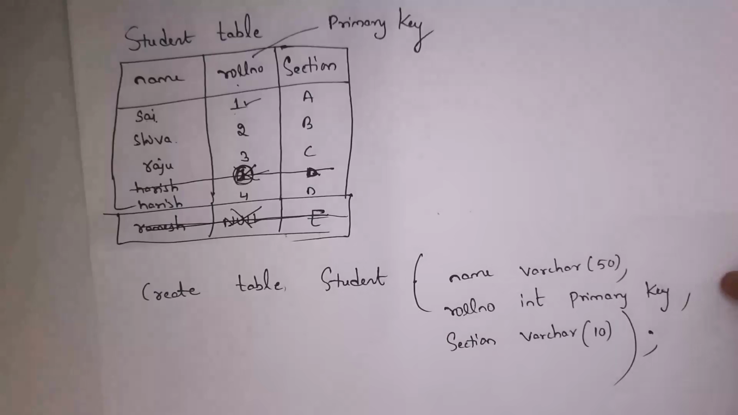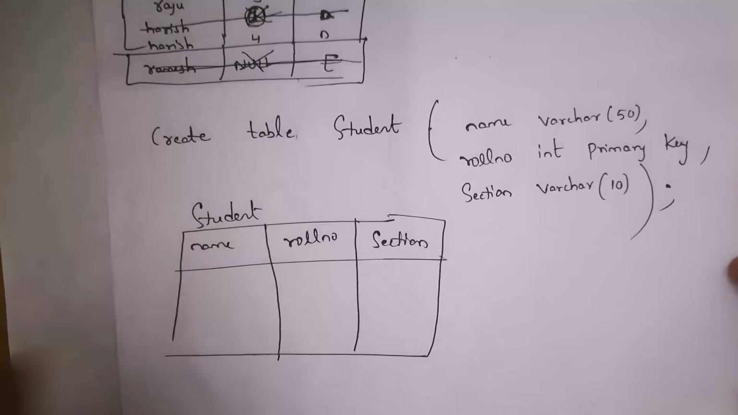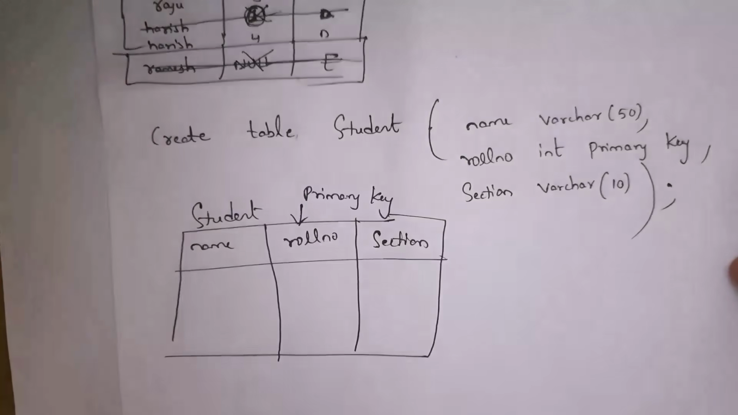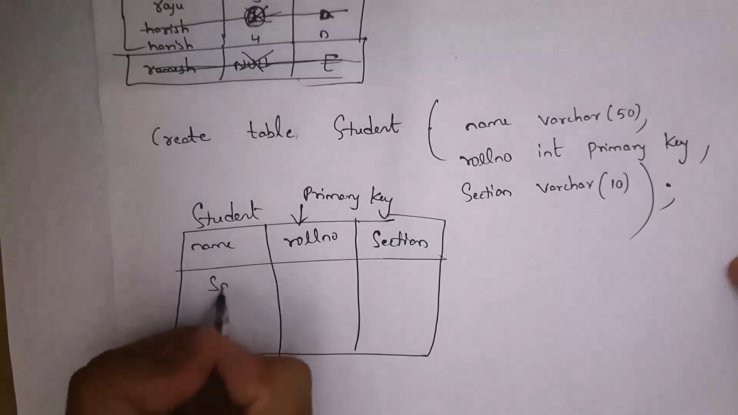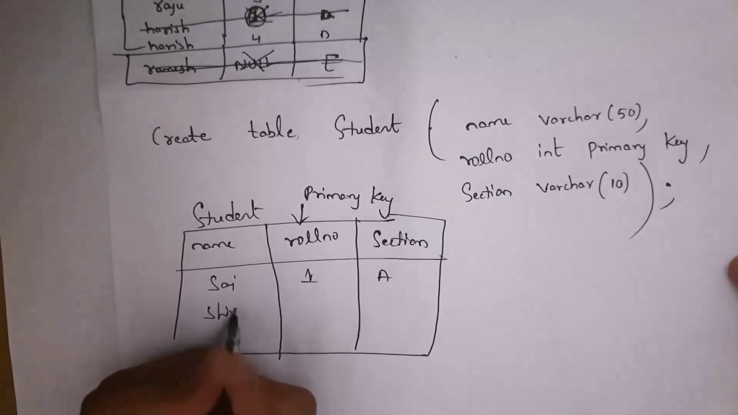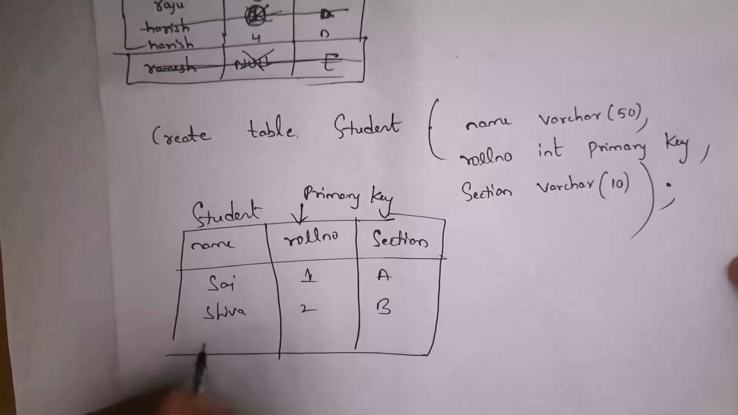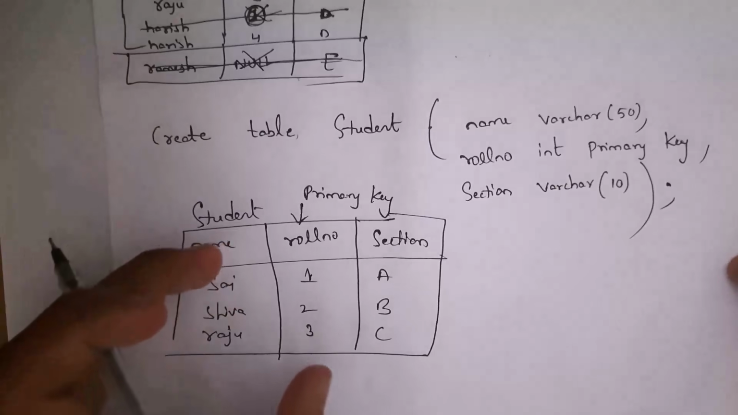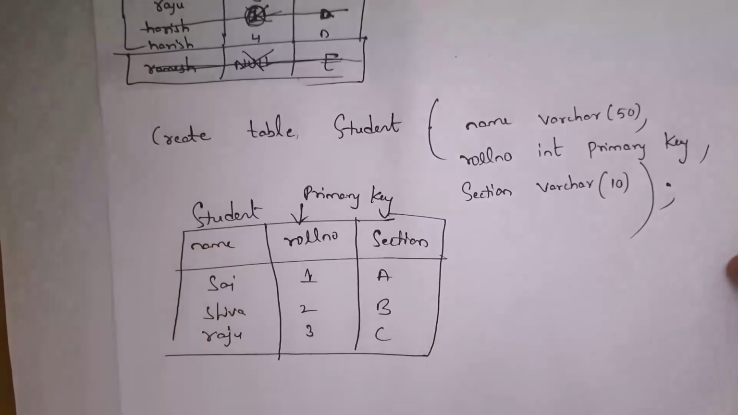Guys, whenever you write this code and click enter, it will create 3 columns. They are name, rule number and section, where the rule number column is the primary key. Now I will insert data like name Sai, rule number 1 and section A, name Shiva, rule number 2 and section B, name Raju, rule number 3 and section C. Now I will insert this data in the student table. I will write code for this.